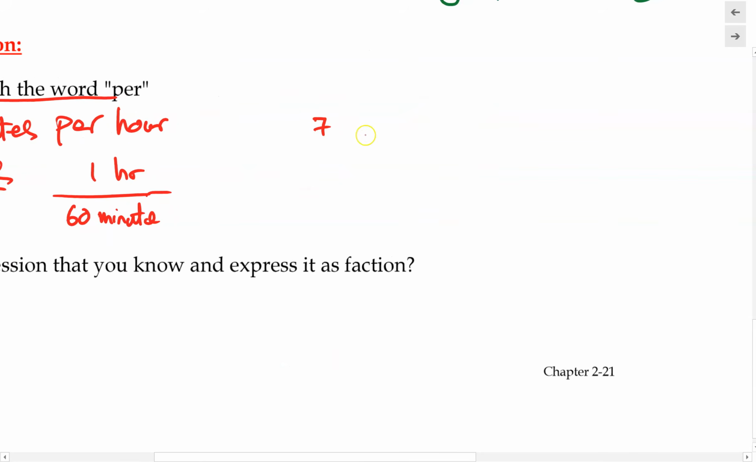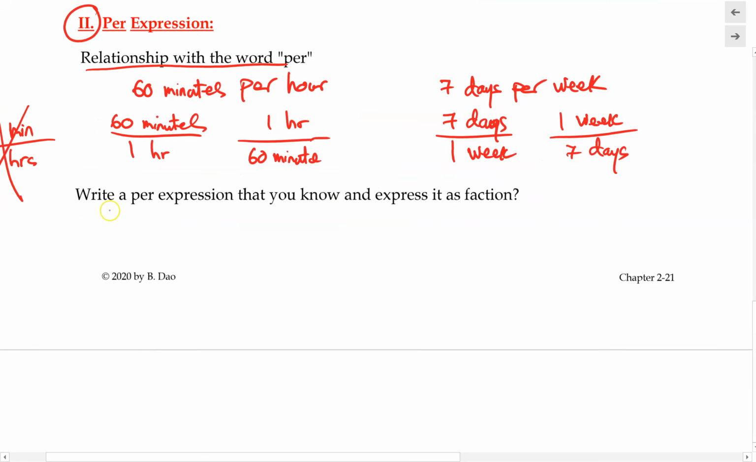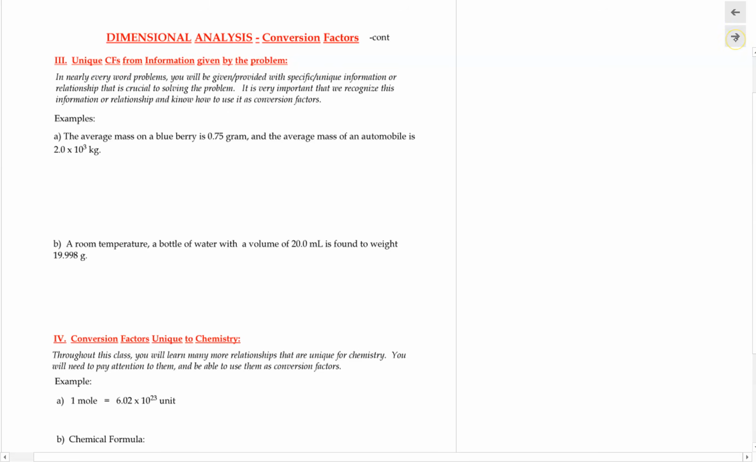And the other example, 7 days per week. In this case right here, we can write 7 days over 1 week, or 1 week over 7 days. 65 miles per hour, that is also another per expression as well. So can you think of another per expression? Please do, and think of one and then write it as a fraction, so you learn how to convert a per expression into a fraction. And now we're moving on.